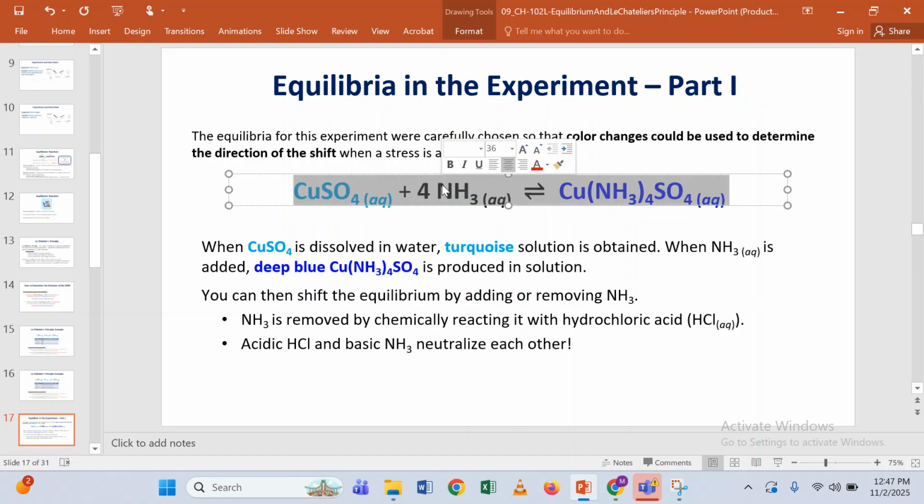The more NH3 we add, NH3 is on the left side, the more of it we add, it will shift away from it. So it's going to go to the right to make more of our product. NH3 is removed by chemically reacting it with hydrochloric acid, and we're going to see what is going to happen. Acid and base will neutralize each other.